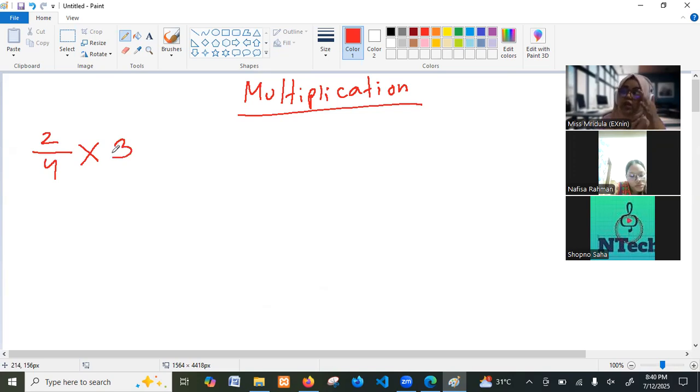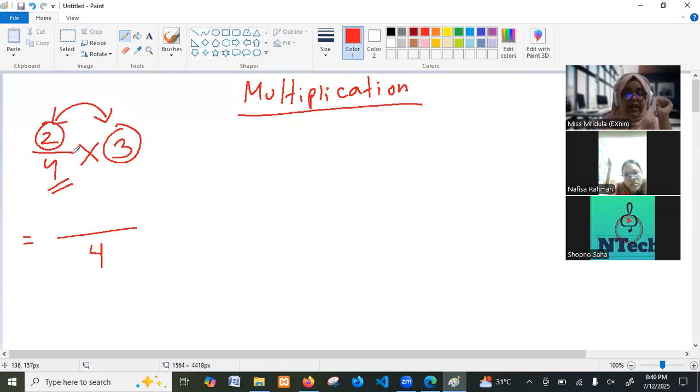So in this one, we have learned that we have to just multiply our numerator with the integer and the denominator will remain the same. So in this case, the 4 will be as it is, but we have to multiply the numerator and the integer number. So in this case, 2 multiplied by 3. Then if I come up with the solution, it will be 6 over 4.